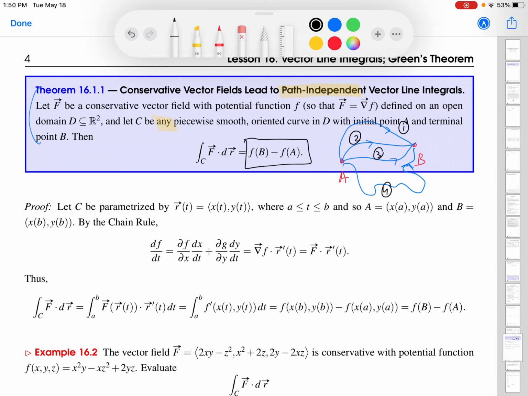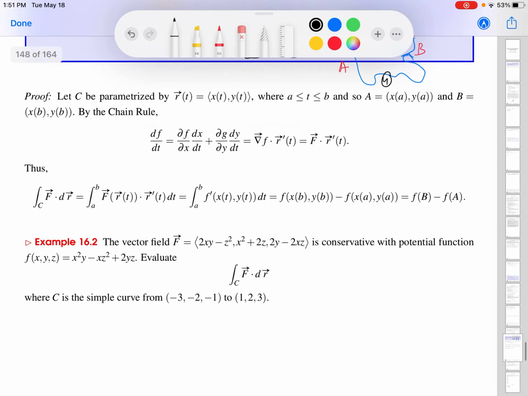In other words, it doesn't matter what path you choose to get from A to B. All that matters is the value of the potential function at B and the value of the potential function at A. So in that sense, it's very reminiscent, again, of the fundamental theorem of calculus, the f of b minus f of a, that depends literally just on the endpoints of the domain, a and b.